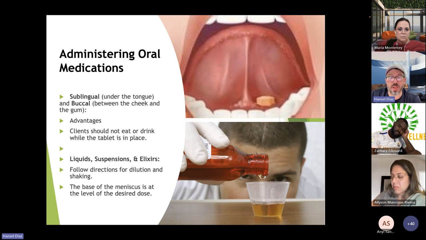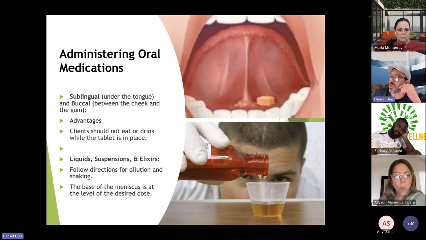So, sublingual, under the tongue, right? Buccal, between the cheeks. Your patient should not be drinking or eating while sublingual medications or buccal medications are being administered.